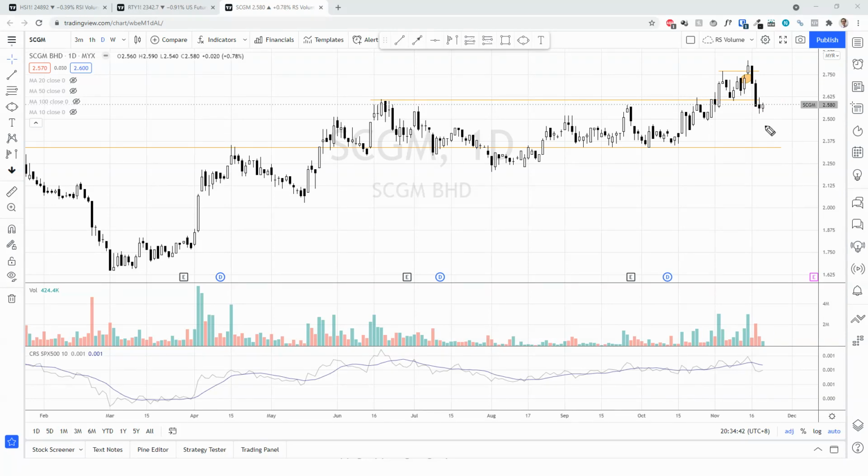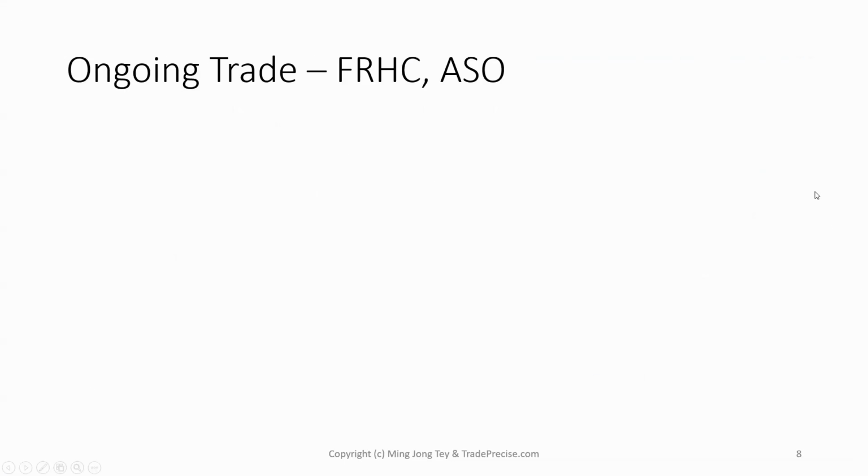So there are two types of entry. One is probably a reversal from the support area. Next is probably the breakout type. But still, the reaction is still unfolding. We need to see whether this level will provide some kind of support. Okay, so that's SCGM. And next one, let's see.